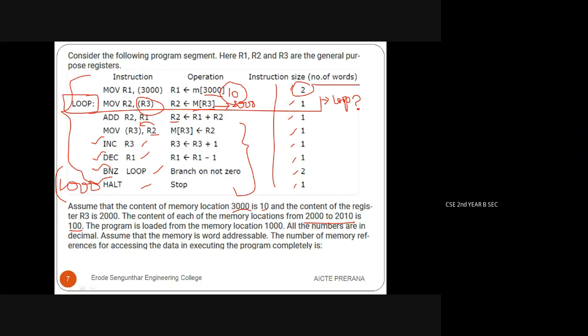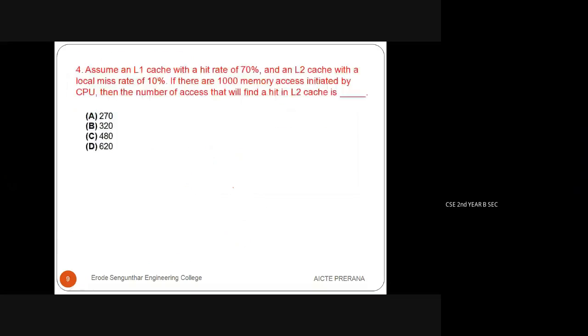Numerical questions are very important in these kinds of GATE questions. Moving on to the next part, which is quite easier, I think. Assume an L1 cache. We are now moving on to the part of cache memory.